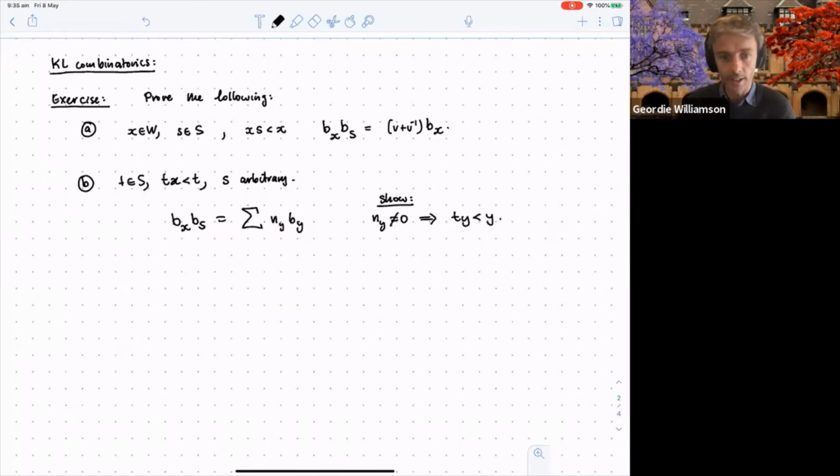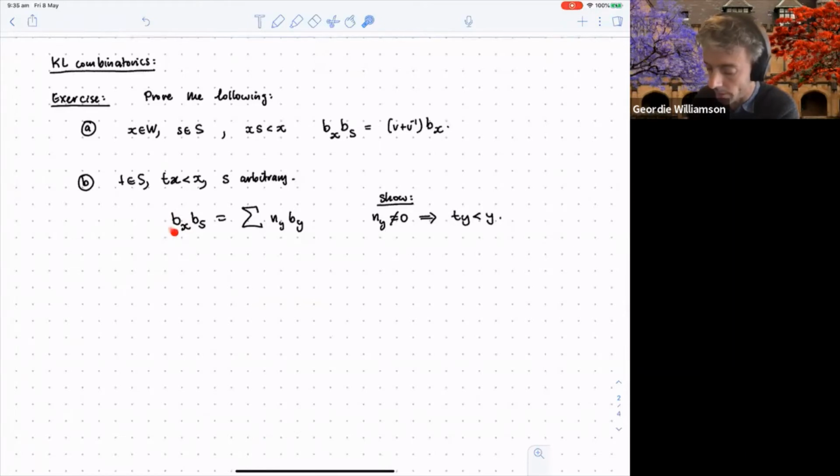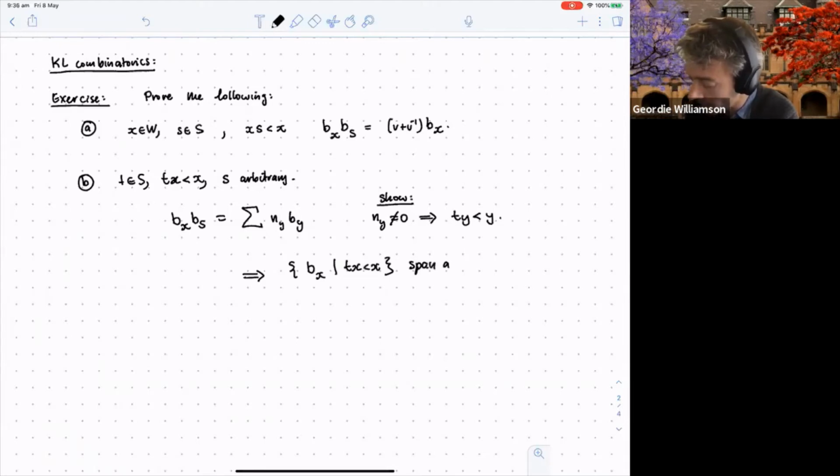What's up? What was in the chat? Kx should be less than x. Thank you. So here we have some element that's taken down by t. And right multiplying that by s doesn't change the fact that everything here is taken down by t. That's what this is saying on the left. So this implies the very important fact that this set of b_x such that tx is smaller than x span a right ideal.